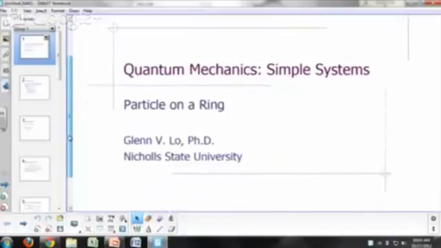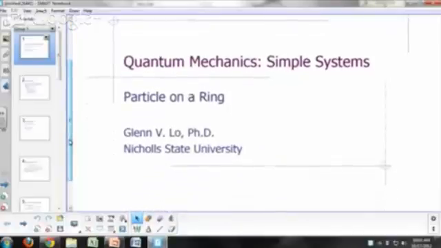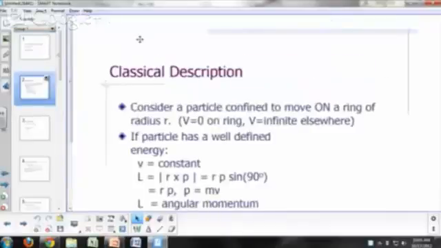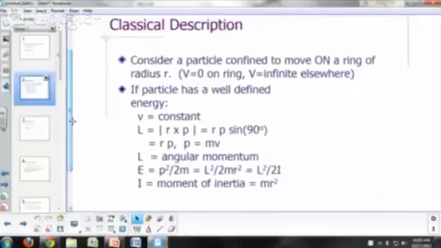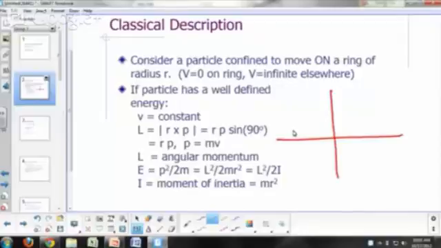Okay, so let's talk about the particle on a ring. This is another simple system, and the problem looks like this. First of all, let's talk about the classical description of this particular system we're looking at. We're going to consider a particle that's confined to move on a ring of radius r. So imagine you have a circle with radius r centered on the origin.